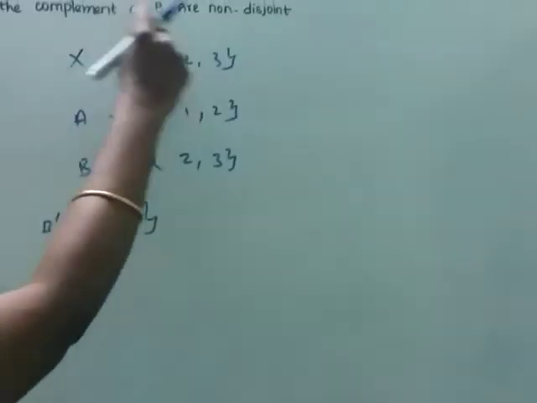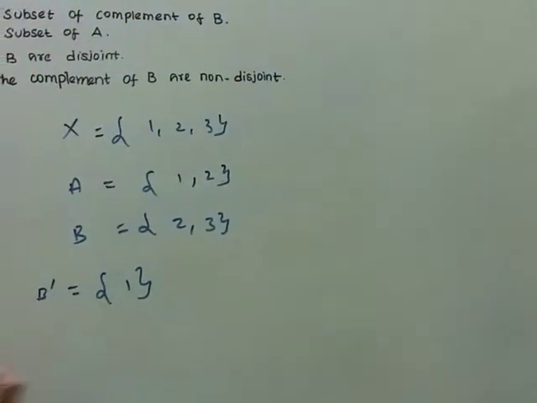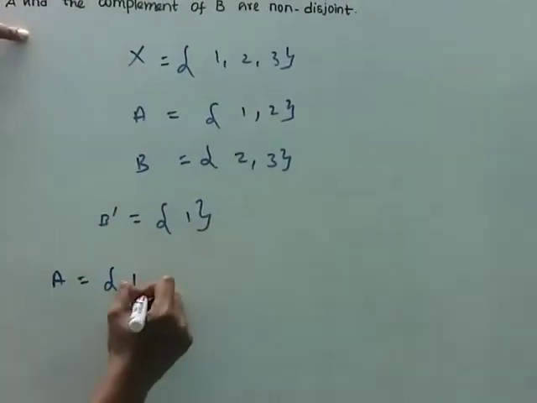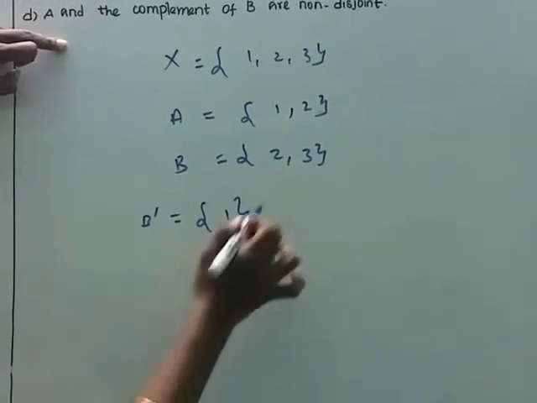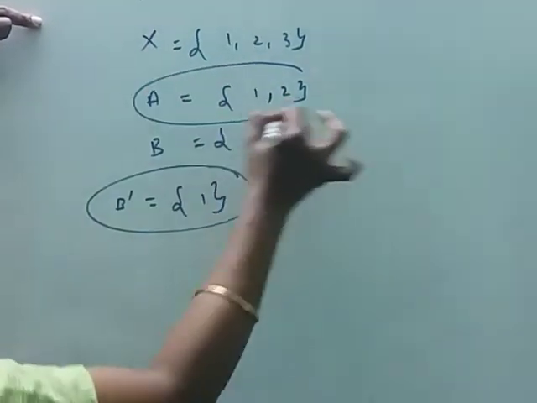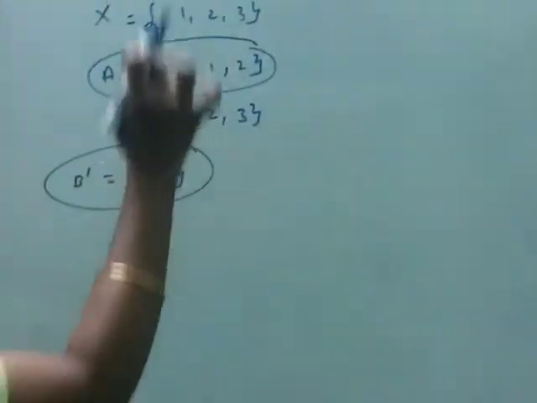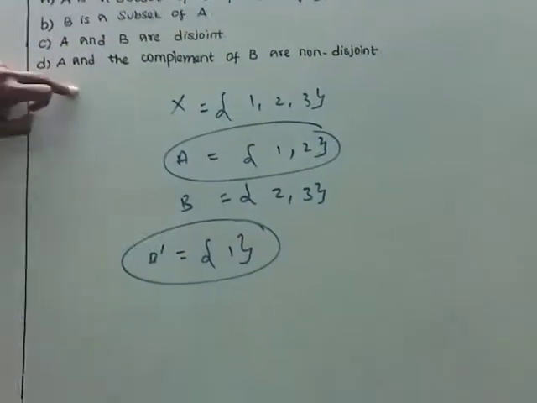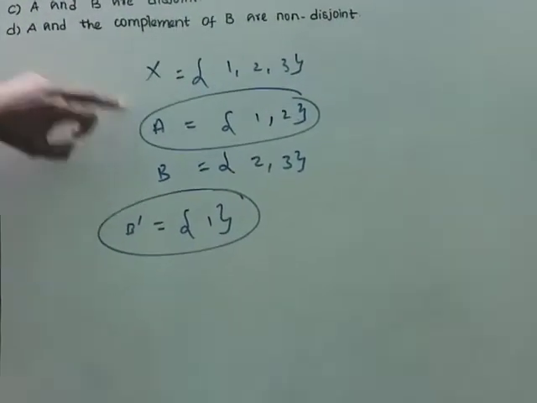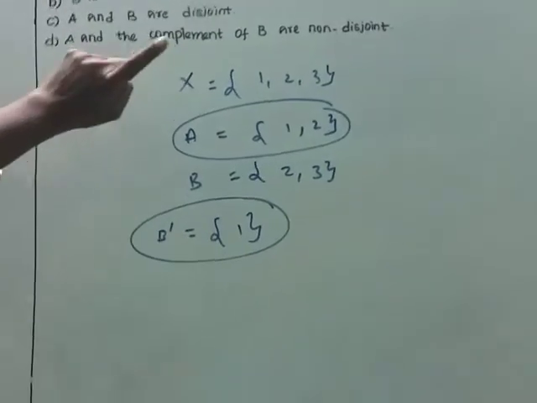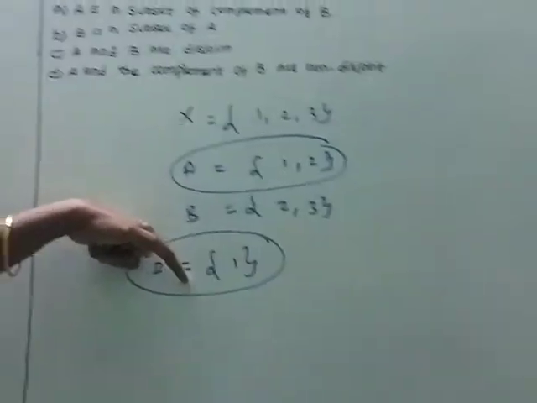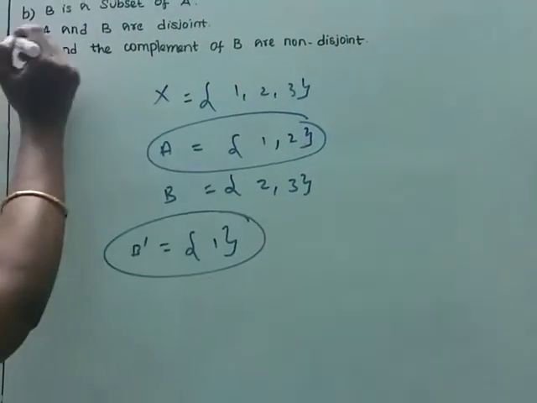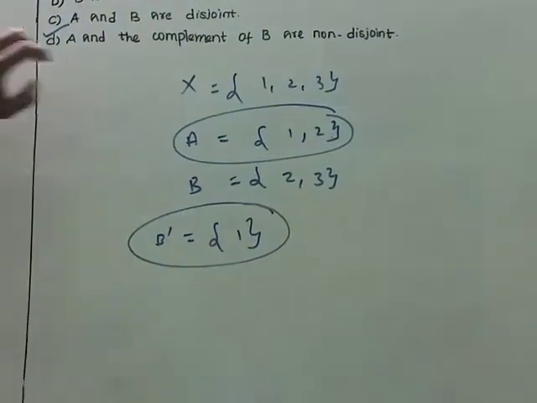A and the complement of B are non-disjoint. That is, A is {1, 2}. What is the complement of B here? B dash. You are considering B dash and A. A and B dash are non-disjoint. That is true. Disjoint means it doesn't have an intersection. Here they are having the intersection as {1}. So this is correct. A and the complement of B are non-disjoint. That is the correct answer.